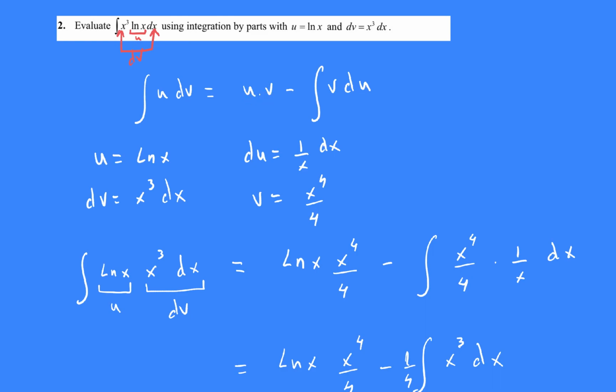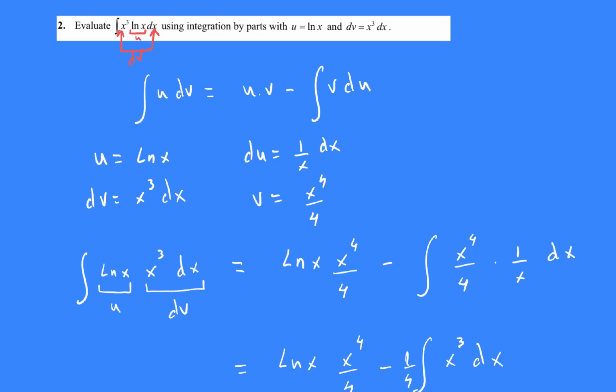u times v, where u is natural log of x, times v, which is x⁴ divided by 4, minus the integral of v times du. v is x⁴ divided by 4. du is 1 divided by x dx. So the 1/x will cancel with x⁴, and x³ divided by 4 will appear.